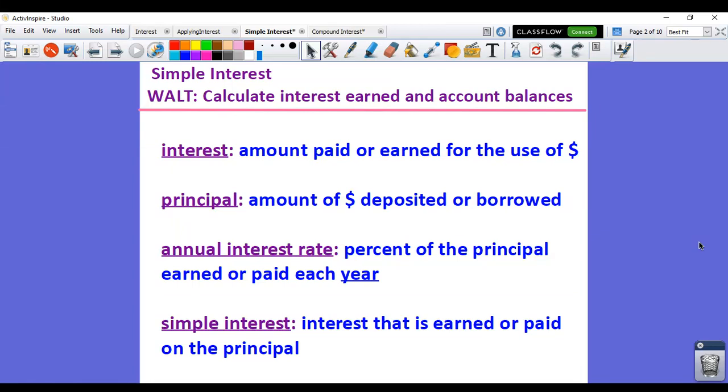So the last thing that we're going to talk about with percentage is interest. There are two types that we're going to talk about, simple interest and compound interest. Interest is the amount of money that is paid or earned for the use of money. Banks will pay you interest for keeping money in a savings account, almost like a thank you for letting them borrow or have your money. They'll give you an interest.